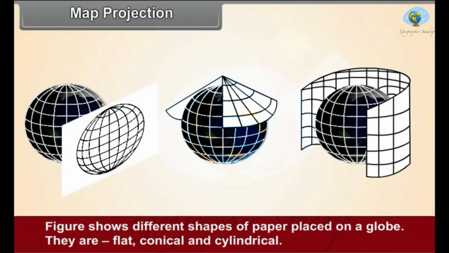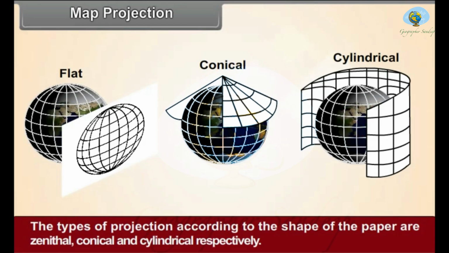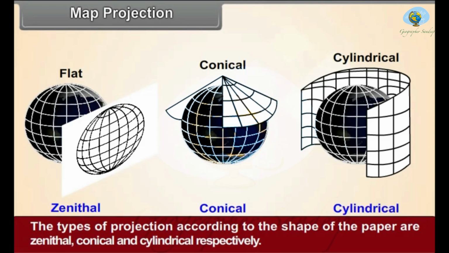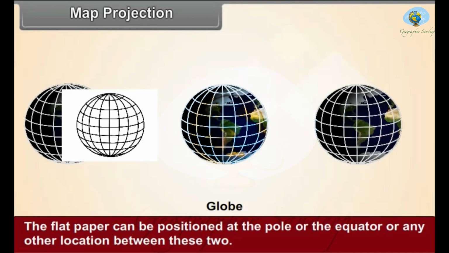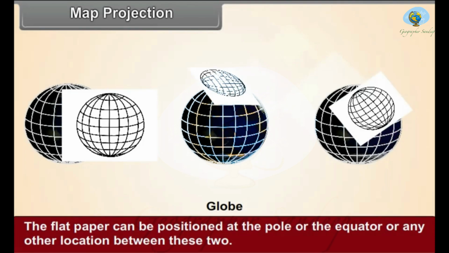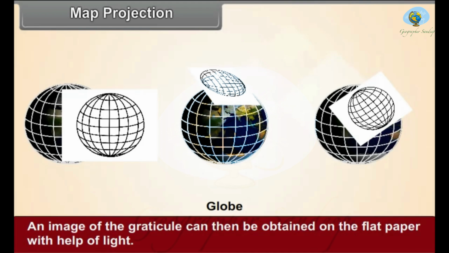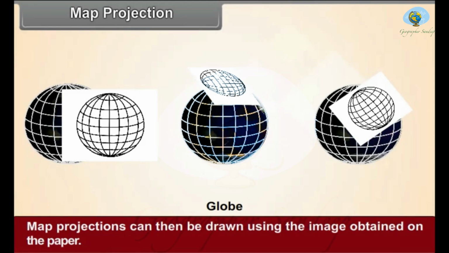Figure 2.1 shows different shapes of paper placed on a globe. They are flat, conical, and cylindrical. The types of projection according to the shape of the paper are zenithal, conical, and cylindrical respectively. The flat paper can be positioned at the pole or the equator or any other location between these two. An image of the graticule can then be obtained on the flat paper with the help of light. Map projections can then be drawn using the image obtained on the paper.